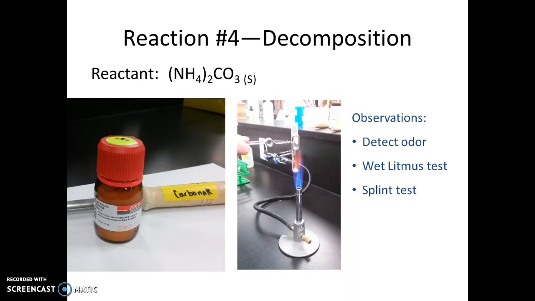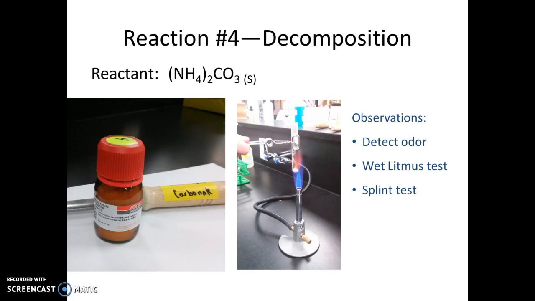Your next reaction, reaction number 4, is a decomposition reaction. And I usually recognize a decomposition reaction as one that only has one reactant. So here you just have one reactant, and that reactant is ammonium carbonate. The ammonium carbonate is a solid, and you'll find it in a brown glass bottle in the lab. You don't need to weigh it out precisely. You just need a small scoop about the size of a jelly bean, and they'll be labeled scoopers in lab that you can use with the ammonium carbonate.